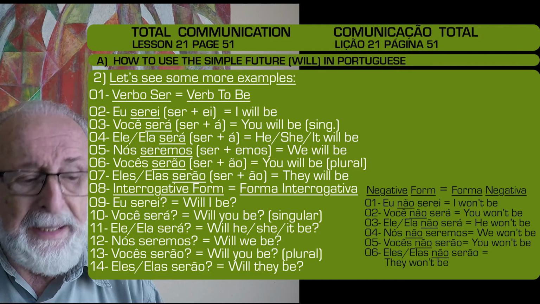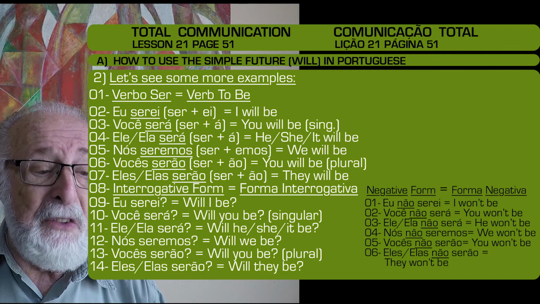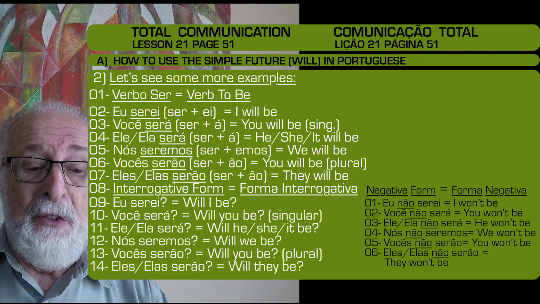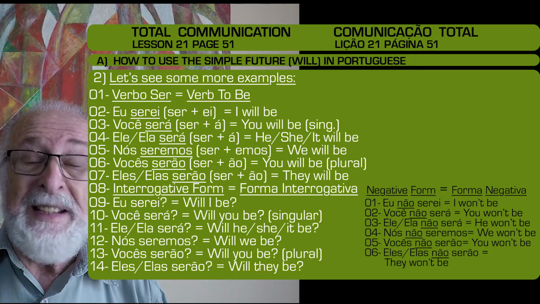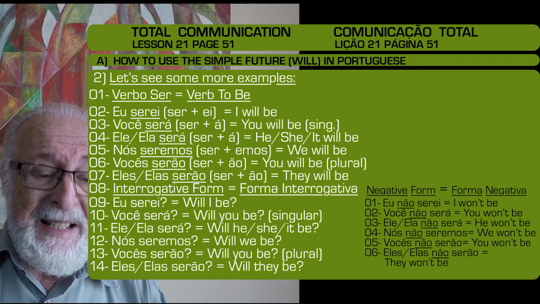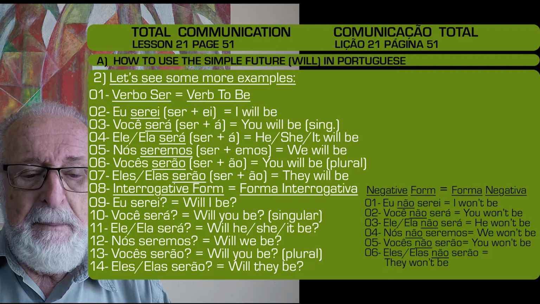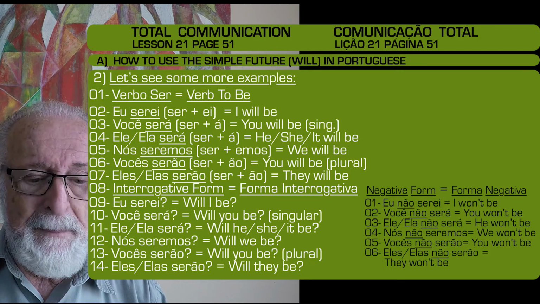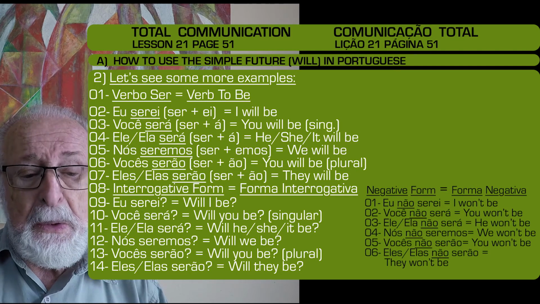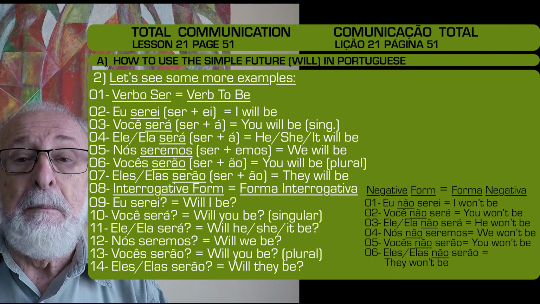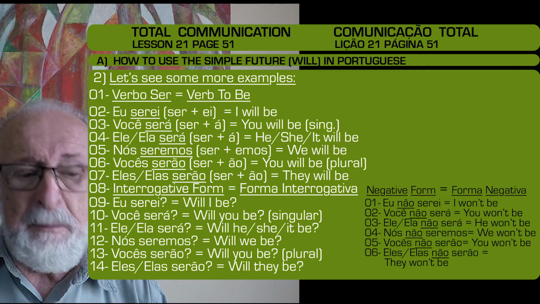We will be. Okay? In line 6, I put there, vocês serão. Vocês is you plural, you guys. Vocês serão, which is ser plus ão, in parentheses. Then we have in English, you will be, plural. Okay? Well, as I said, we have singular and plural.